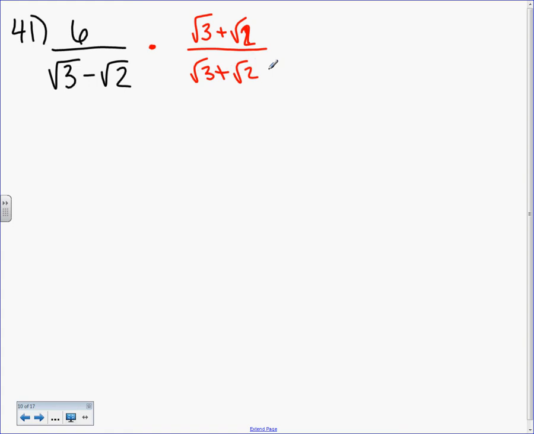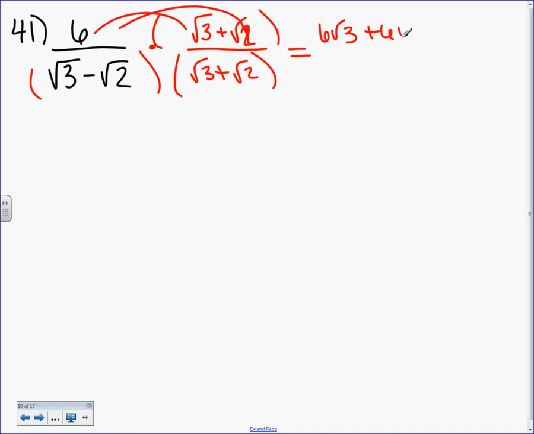And what you do to one, you have to do to the other, because this is really like multiplying by a 1, so I haven't really changed the problem, okay? This isn't new, nothing new. You're going to FOIL or distribute, either way. So this is 6 square root of 3 plus 6 square root of 2. You can't actually combine those, so you're just going to write it like that for right now, okay?